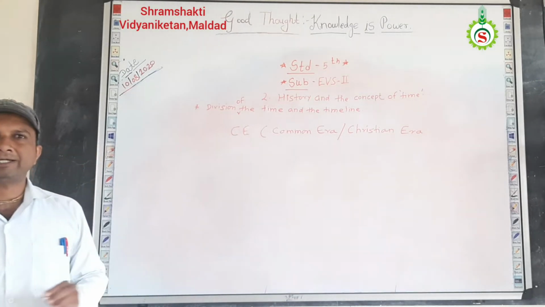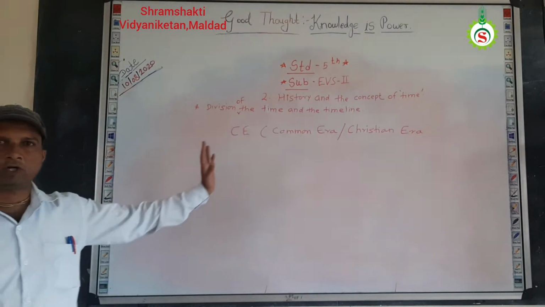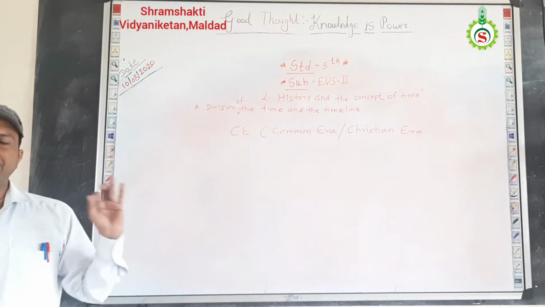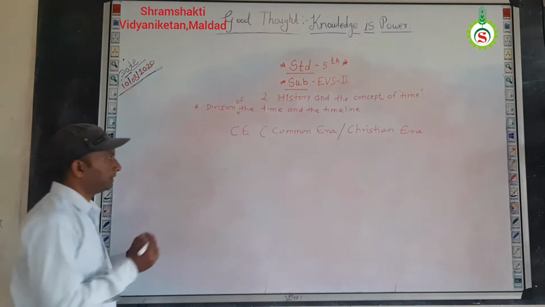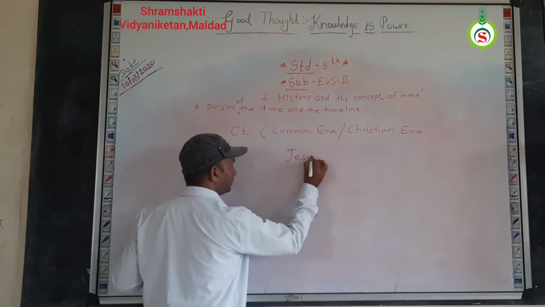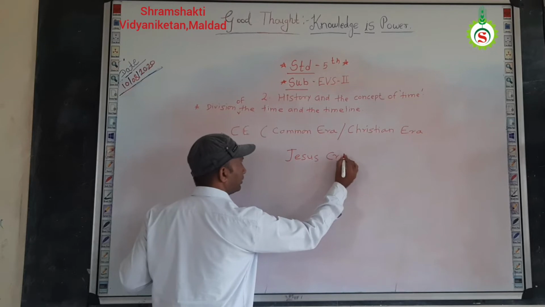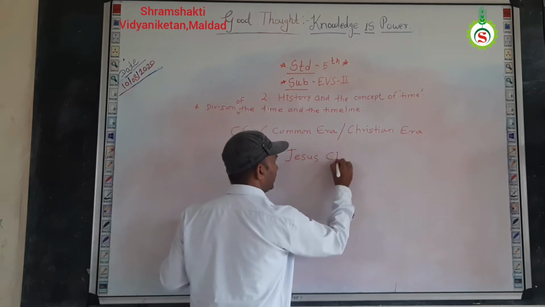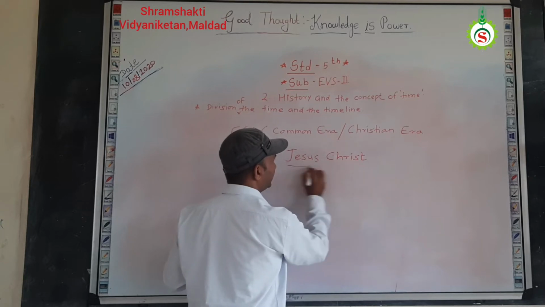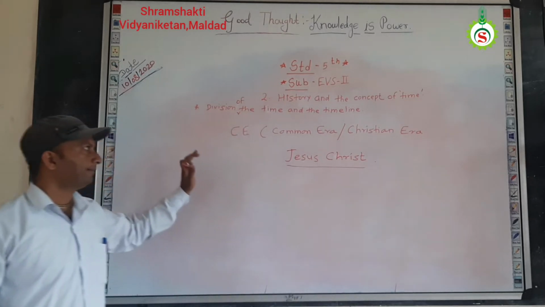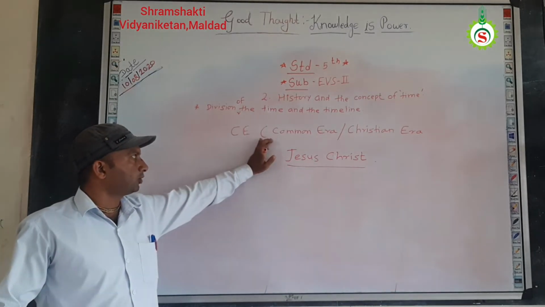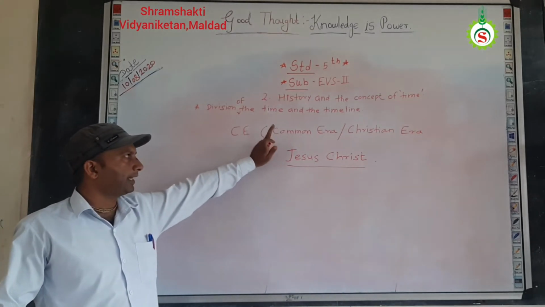The Common Era is one of the measurements of time. So it is carried out with a special event. The death of Jesus Christ occurred at that time. So it is an important event, and from that event the Common Era starts.